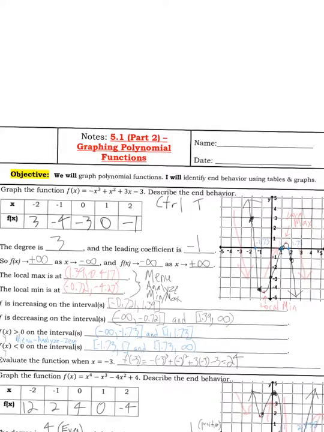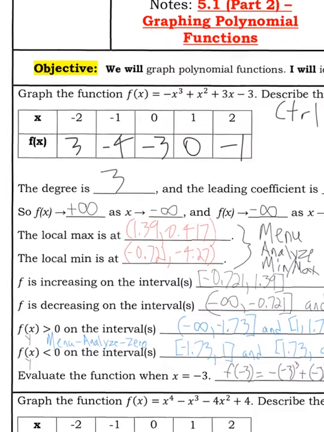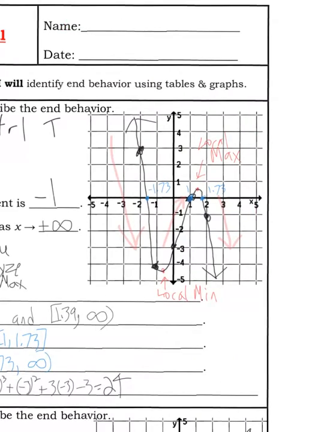The next thing I did was find the local max and the local min. These are the coordinates of my local max and local min. With the function plugged into the graph, I did menu, analyze, and then there's a min option. There's also a max option. Do the correct one for the correct question, and then I just plotted them, to the best of my ability, here and here.